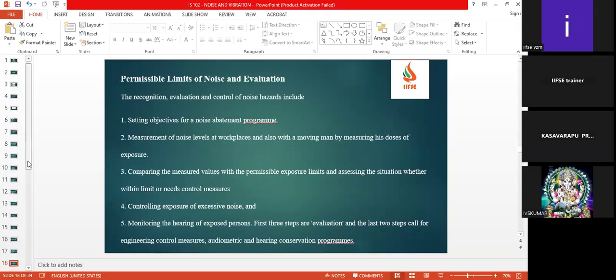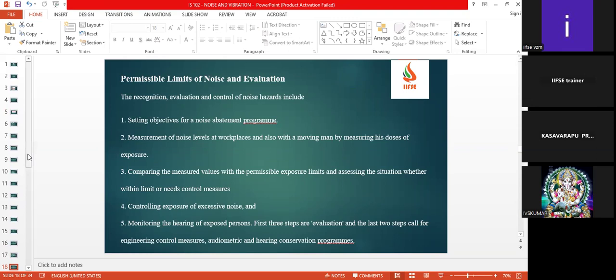Sir, is there any scientific experimental evidence or any prescription for these? These are given by OSHA, Occupational Safety and Health Administration from the US, and the Factories Act also describes them. I don't know what research they have done, but these are the standard limits they have given.